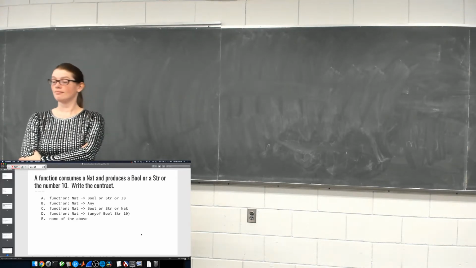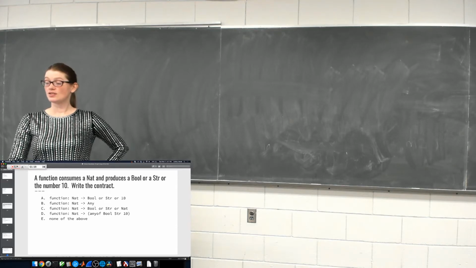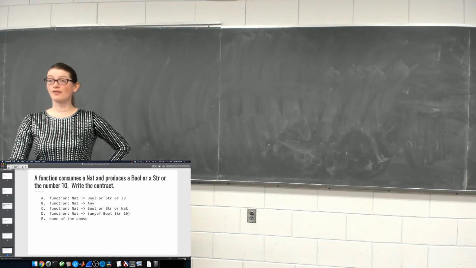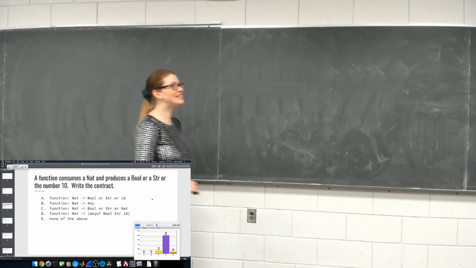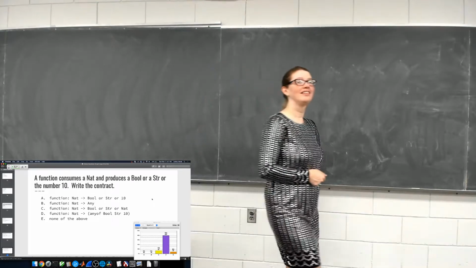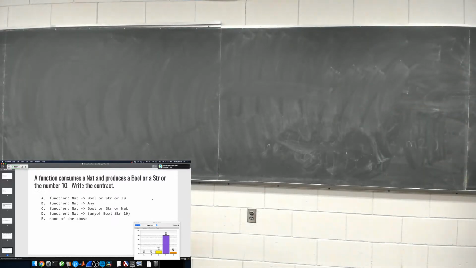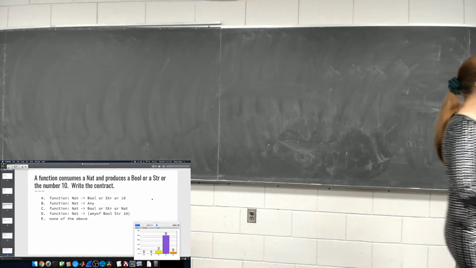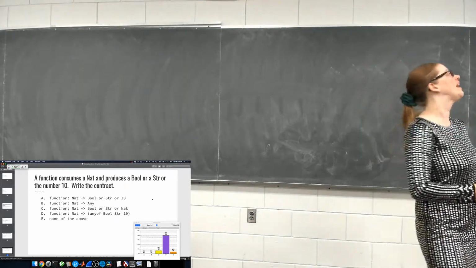All right. So let's see where everyone fell on this one. Most of you said D. D is correct. All right. So you have a function that consumes a natural number, and it's going to produce something of one of three possibilities, either a Boolean, a string, or the number 10.